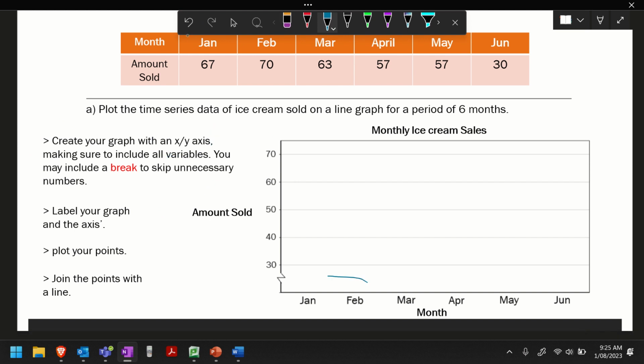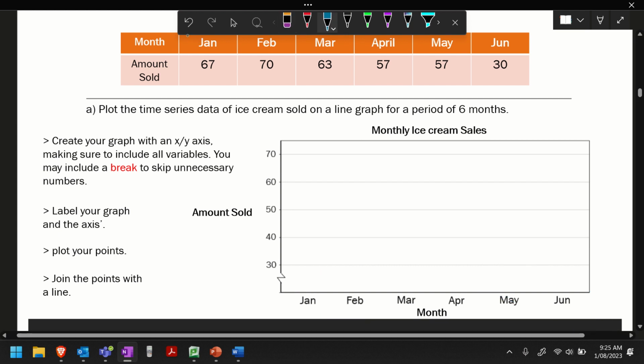Remember, on the x axis down here is where the time goes. So whether that's hours, weeks, months, or years, that's what you put. And on the y axis is where your numbers go for the amounts. Now, you can probably see there, but what do you think this little break here means?